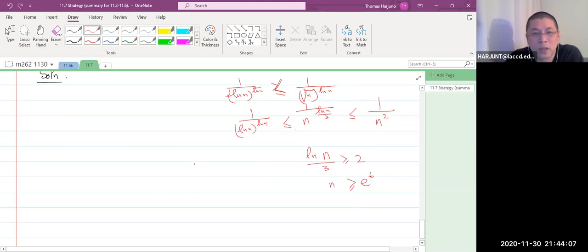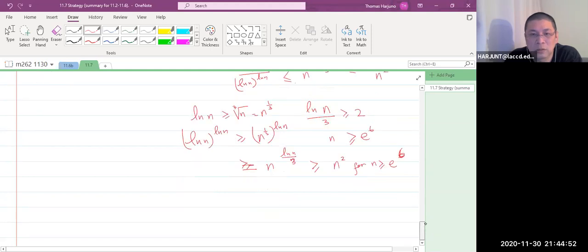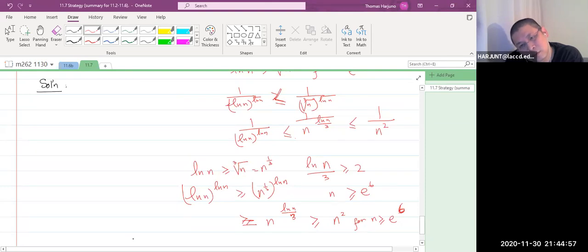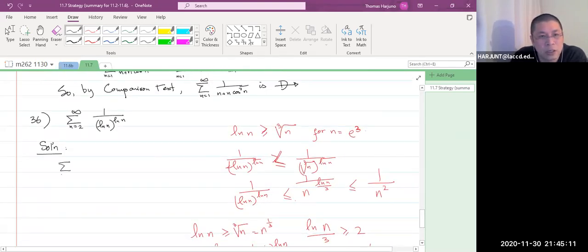So natural log of n is greater than or equal to cube root of n, which is n to the power of 1/3. So natural log of n to the power of natural log of n is greater than or equal to n to the 1/3 to the power of ln n. But this is definitely greater than or equal to n squared for n greater than or equal to e to the 6. Right? Okay, so now I think I know. So this is this series here.